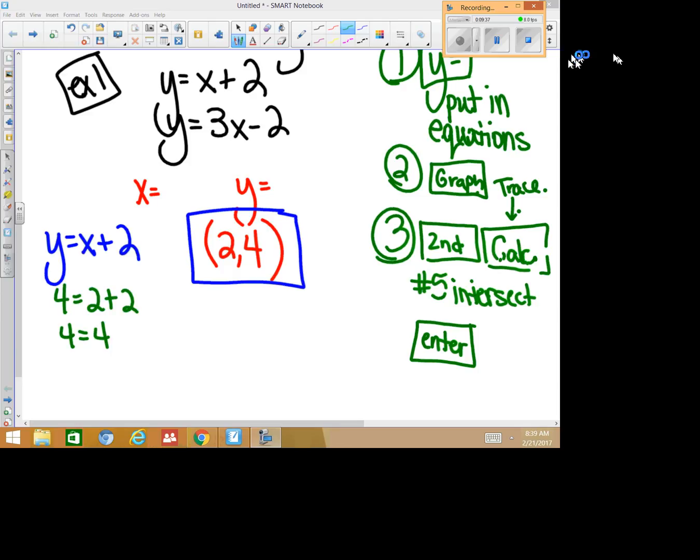Now on the second equation, y equals 3x minus 2. If x is 2, y is 4: 3 times 2 minus 2. What's 6 minus 2? 4. You should be able to plug it in and they equal each other on both sides. Okay? Sorry about the mix-up. Be sure that when you've got the intersection, you hit enter until it gives you the point, okay?